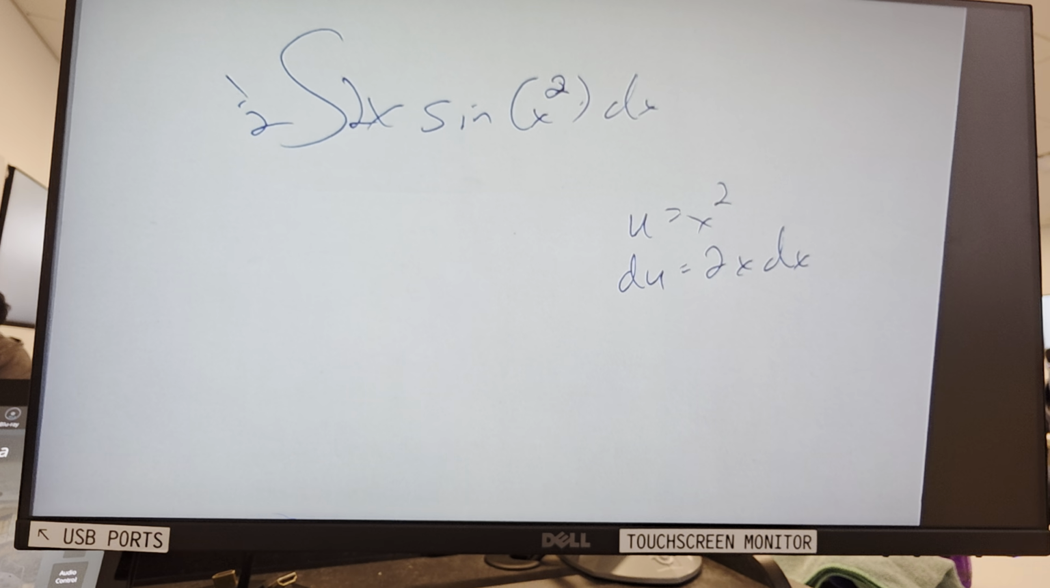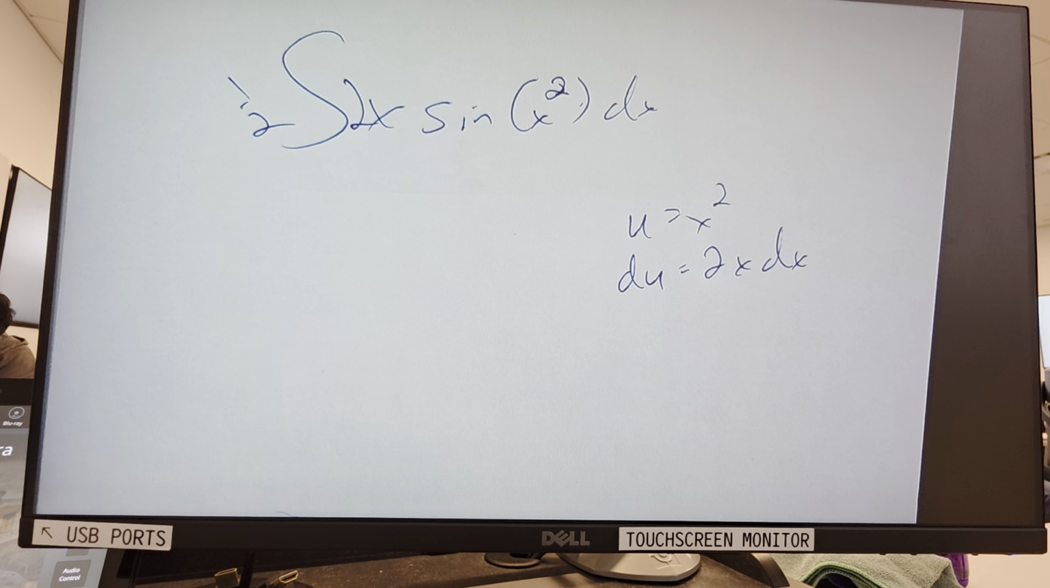I thought u sub was for derivatives, not integrals. No, u sub is an integration method. Derivatives don't need an idea like u sub. They are just direct. Integration is always trying to undo differentiation, so we need some help.